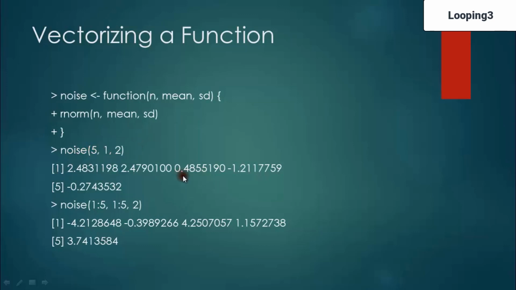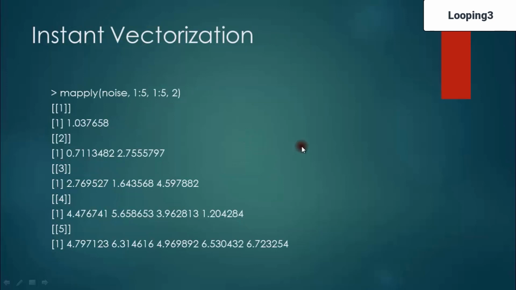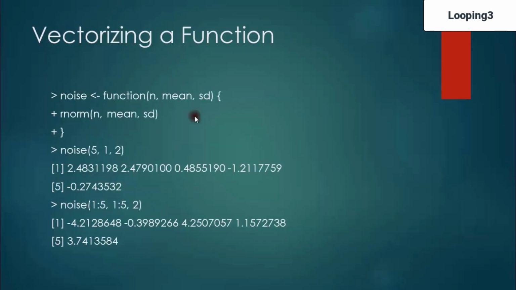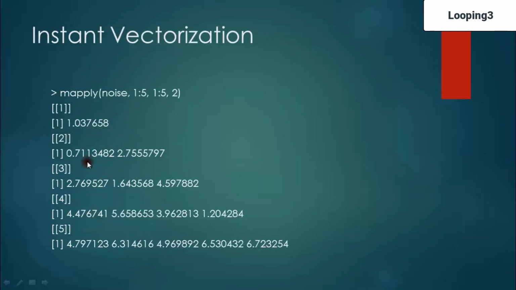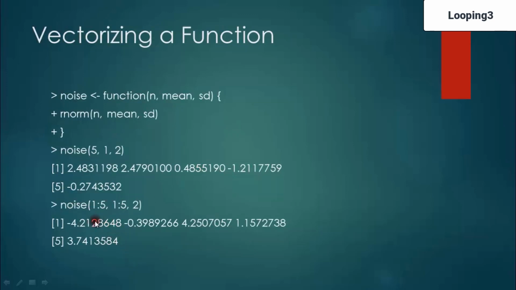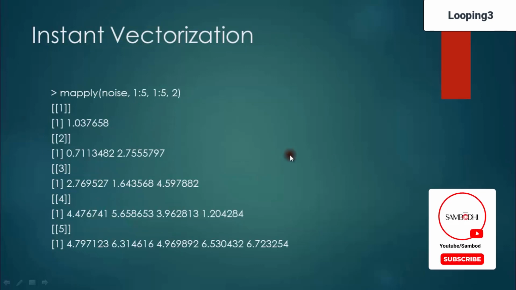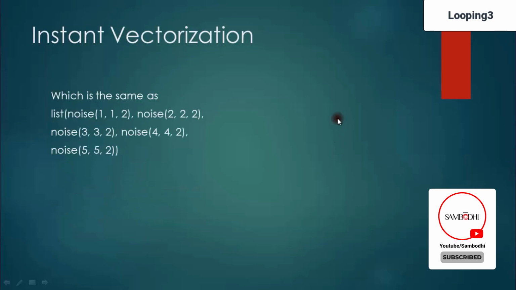So if I use noise of 5 comma 1 comma 2, you'll get the same thing. Now if I use noise of 1 to 5 comma 1 to 5 comma 2, I'll get values, but it will consider all these values into consideration. With vectorization we were initially doing noise of 1 to 5, 1 to 5, 2. Now if I use mapply here, noise of 1 to 5, 1 to 5, 2, you will get the exact values to be precise in the data.